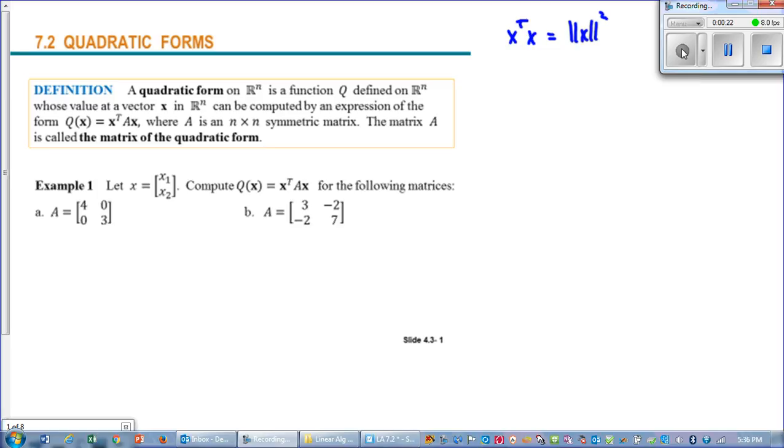Okay, and they occur in a lot of different applications, things like optimization, signal processing, physics, differential geometry, economics, statistics. So a lot of times you're going to end up with these quadratic forms. So let's look at how to handle those.